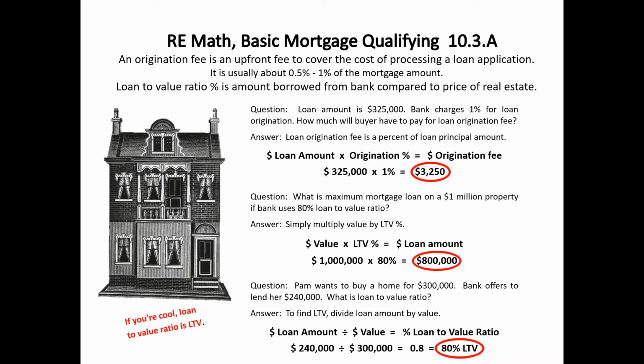Question. Pam wants to buy a home for $300,000. The bank offers to lend her $240,000. What is the loan-to-value ratio? Well, the answer is to find the LTV, divide loan amount by value. So the loan amount we know from the question is $240,000 divided by the value, which is $300,000, and we wind up with 0.8, which is the same as 80%.